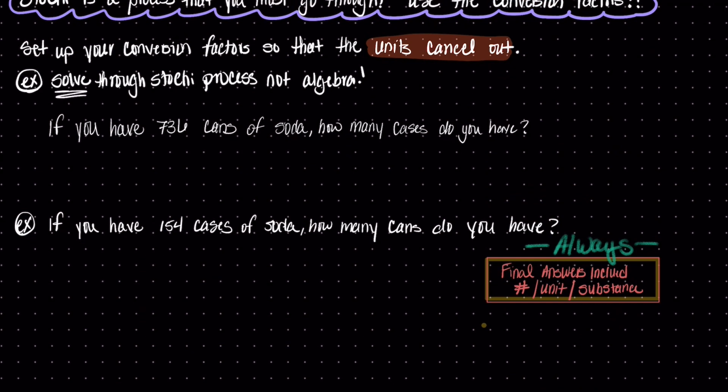So if you have to solve this through the stoichiometric process, you build these factors. And these factors will look something like this. You always start with what you're given. So in this problem, if you have 736 cans of soda, I'm asking you for how many cases that will produce. How many cases? And I'm given that you have that many cans. So I'm going from cans to cases.